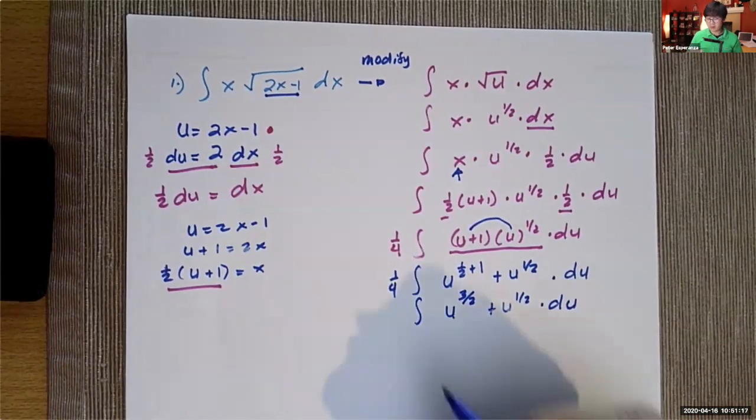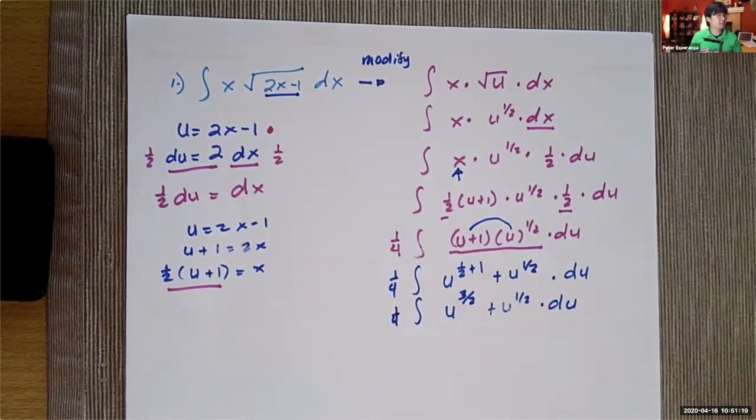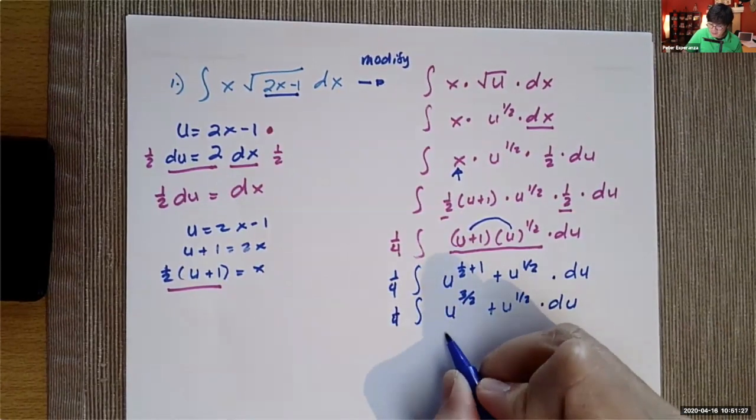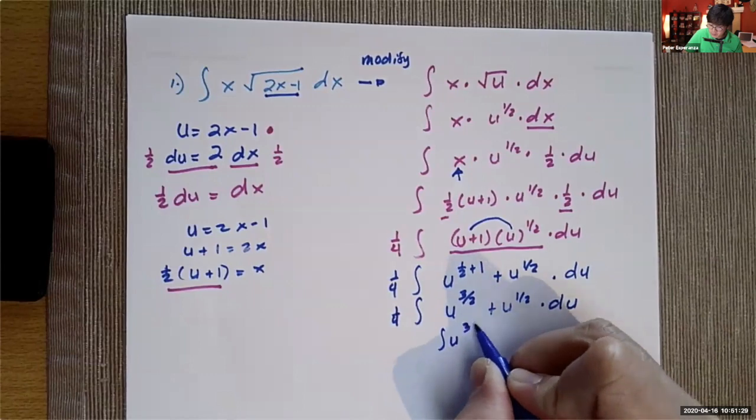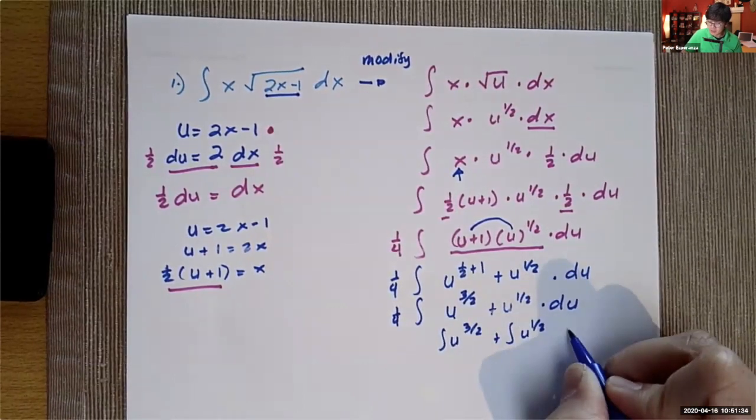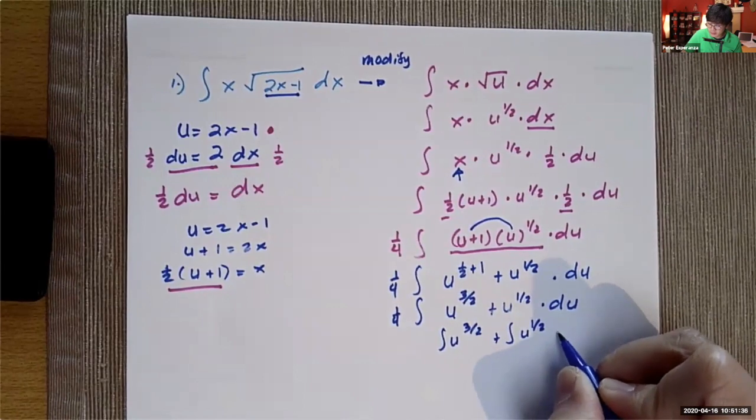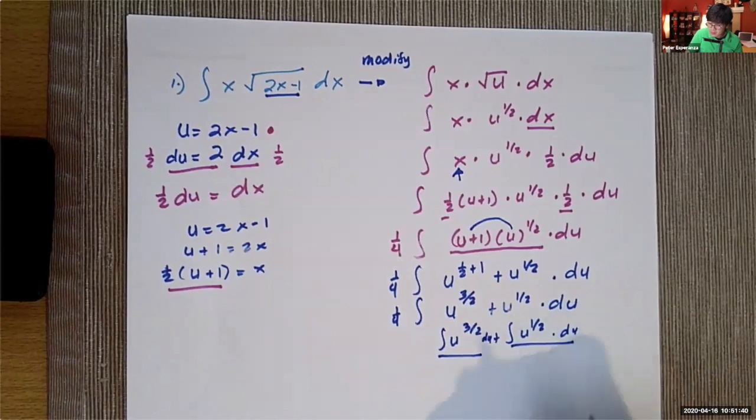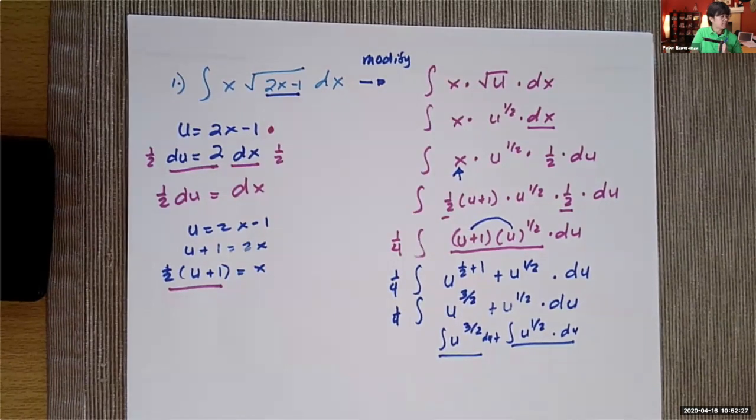Okay, now, don't forget the constant. We're going to be integrating each function with respect to u this time. So can you please give me the integral of u to the 3/2 and the integral of u to the 1/2? Of course, this is with respect to u, so du. Okay, integrate. Are you done?